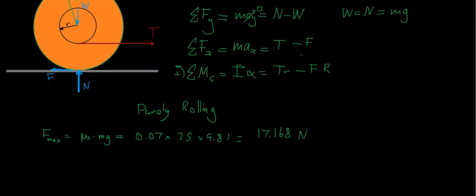Now, this is our maximum value of static friction. If we calculate this f to be greater than this value, then we know that this object is not rolling, because static friction cannot support that. If it's less than this value, then our assumption is correct. So this here is our assumption.